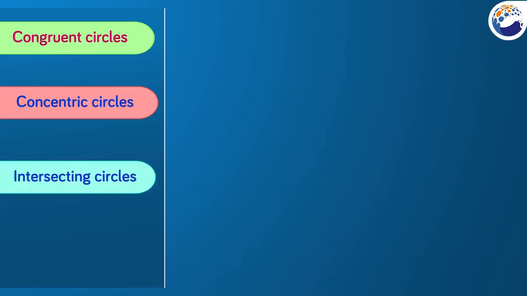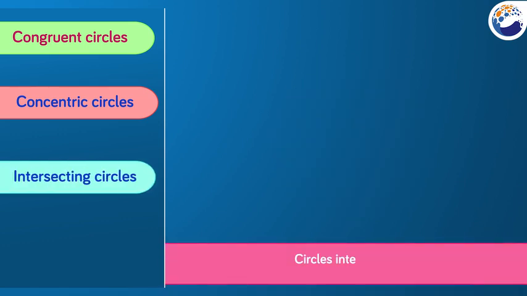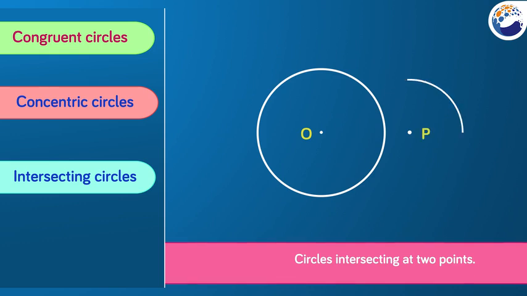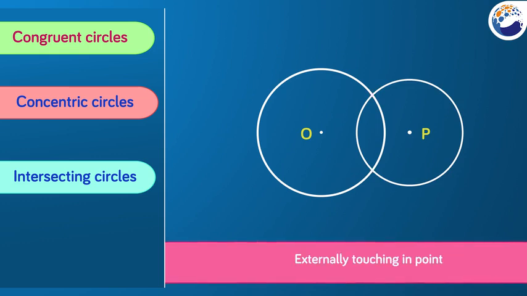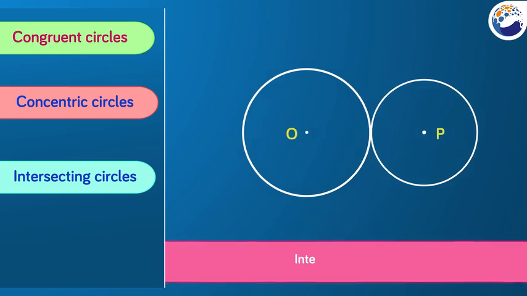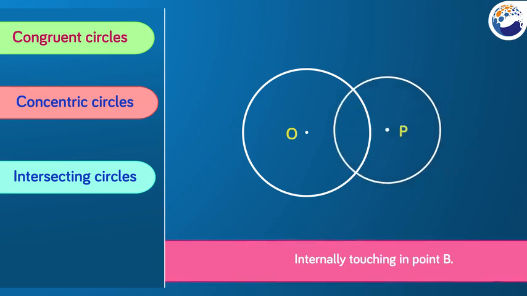Intersecting circles. Coplanar circles having 2 points in common are called intersecting circles. Coplanar circles intersecting in 1 point are called touching circles. 1. Externally touching in point A. 2. Internally touching in point B.